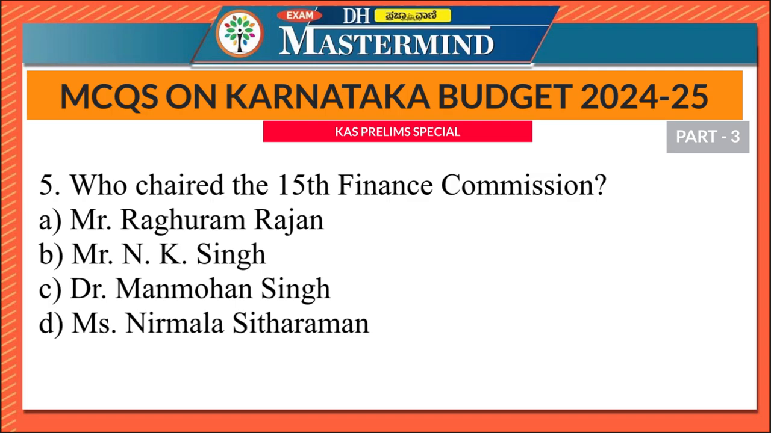Mr. Raghuram Rajan, Mr. N.K. Singh, Dr. Manmohan Singh, Mrs. Nirmala Sitharaman. So here the right option is option B, that is Mr. N.K. Singh. However, if I had included Aravind Panagaria as an option, then most of the people would have got confused, because here the catch is which Finance Commission, 15th or 16th. So the 15th Finance Commission had its recommendation for a period from 21 to 26.